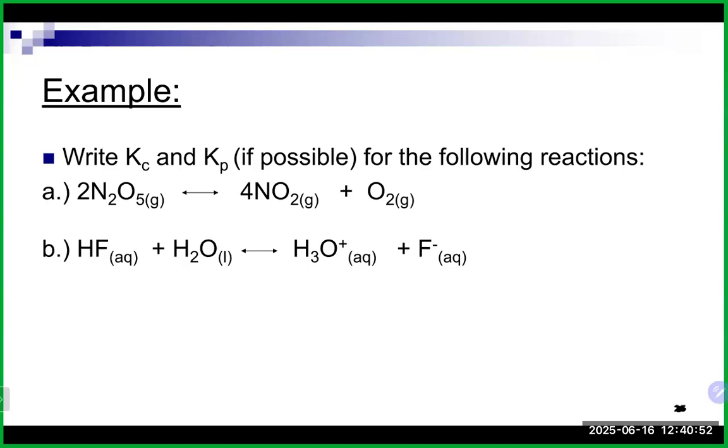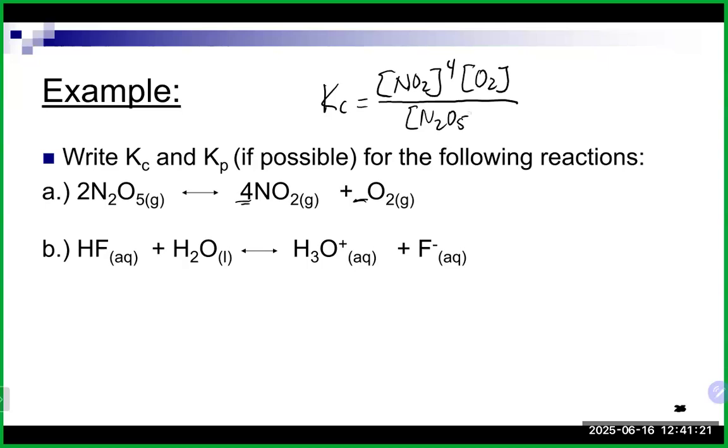So in this particular case, if we're writing our first one, our KC, we would take the concentration of the NO2, and we would need to take it to the fourth power because of the coefficient in our balanced equation. That would be multiplied by the concentration of our O2, which is basically to the first power. That is our products, divided by our reactants, which is the concentration of N2O5. And because of the coefficient, we will need to square it. Any questions on that one?